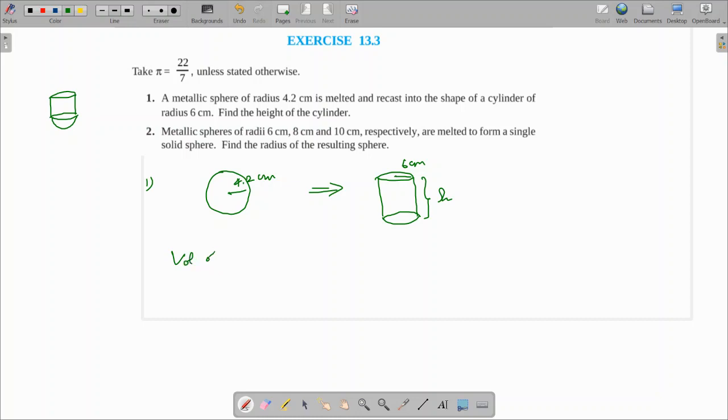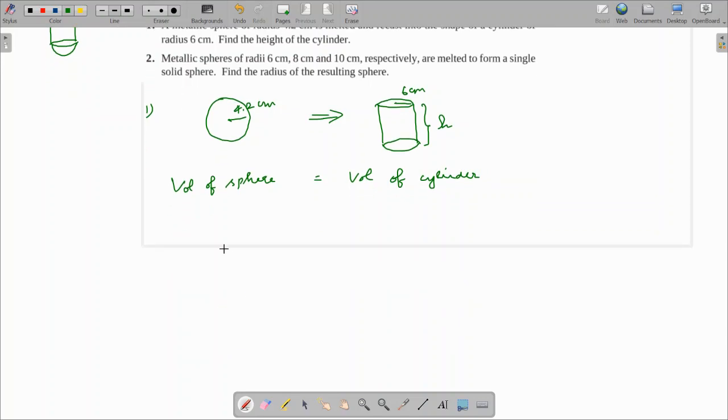So, volume of sphere is equal to volume of cylinder. The formula we use for volume of sphere is 4 by 3 pi r cube. The volume of cylinder is pi r square h. Here the radius denotes the radius of the cylinder, and here the radius denotes the radius of the sphere. So it's going to be 4 by 3 pi into 4.2 into 4.2 into 4.2 is equivalent to pi into 6 into 6 into h.